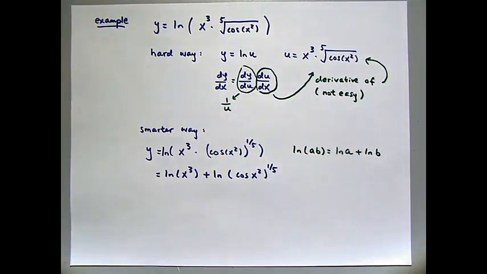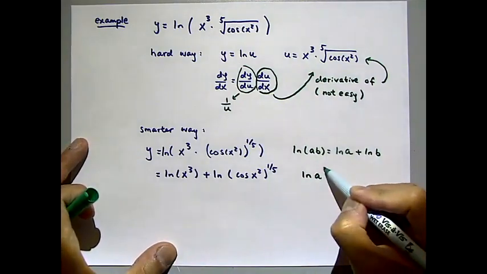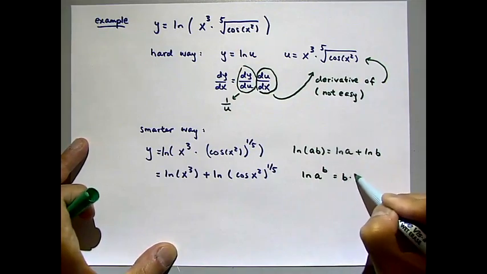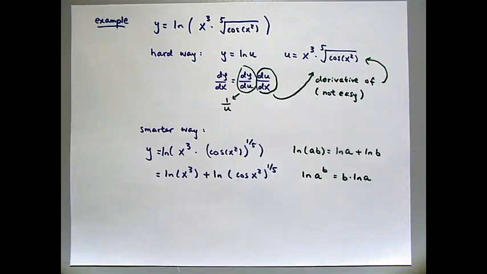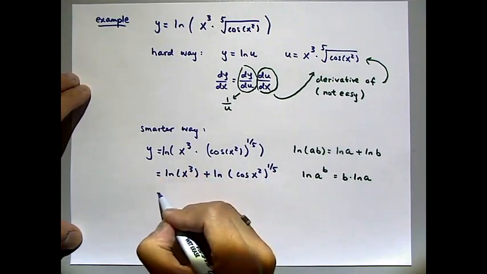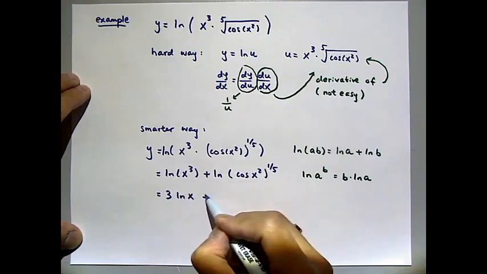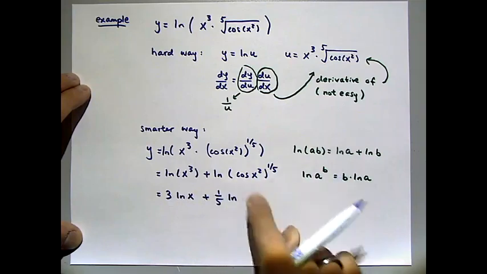The function has not changed. We haven't even taken a derivative yet. However, you can see that we split one complicated log into two simpler logs. And there's more that can be done here. Remember, we can use another property, natural log of a to the power of b equals b times natural log of a. And those, by the way, work for any base. It doesn't have to be natural log, but we're doing natural log here. So I can further move these powers to the front. So this can be written as 3 natural log of x plus 1 over 5 natural log of this.